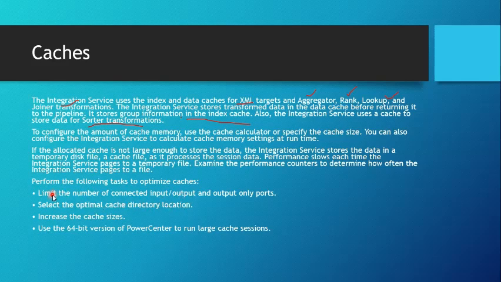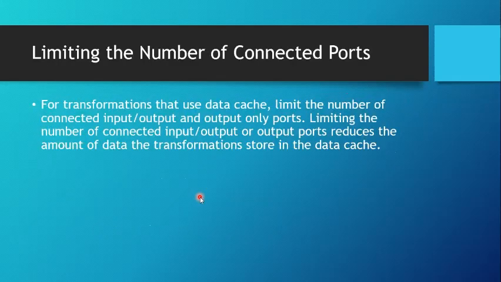Here I'm just trying to say: don't use unused columns, just exclude each such column. Otherwise it will create unnecessary cache. So limit the number of connected ports for transformations that use the data cache. Limit the number of connected input and output ports only. Limiting the number of connected input or output ports reduces the amount of data the transformation stores in the data cache.